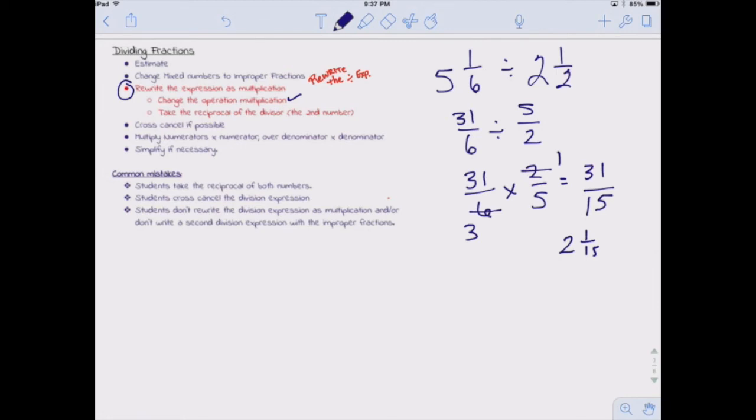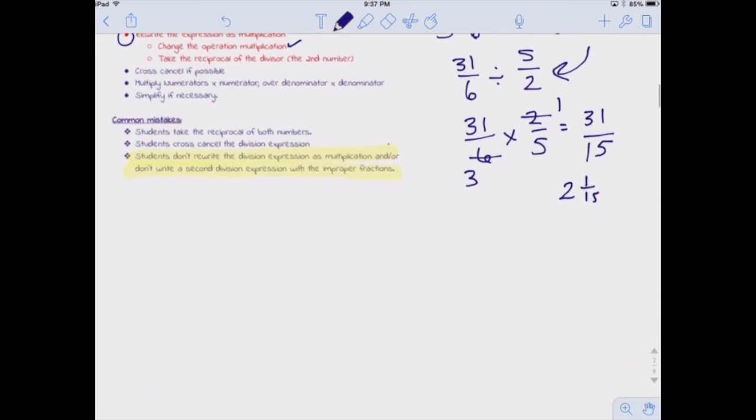Alright, so again, don't forget, this is the one I was talking about previously. This is one that I've stressed now in that first example. The biggest mistake, students don't rewrite the division expression as multiplication, or they don't write a second division expression with the improper fractions. Okay, this is the one. That's the second half of that mistake. Students don't do this step, and if you don't do this step, you will forget the reciprocal. Okay, so let's do one more example.